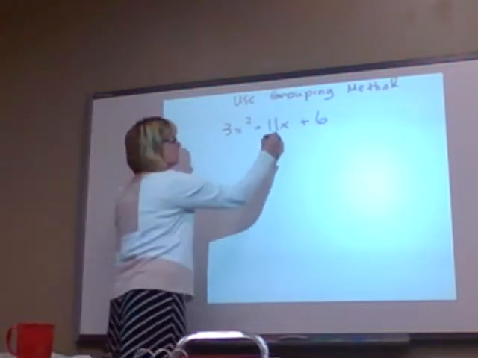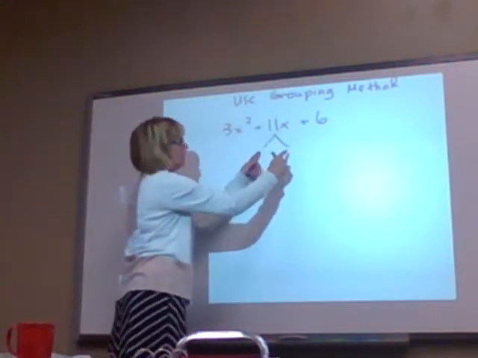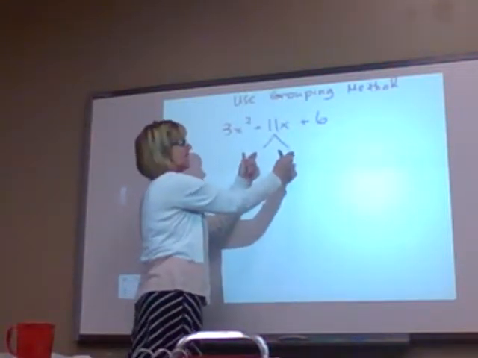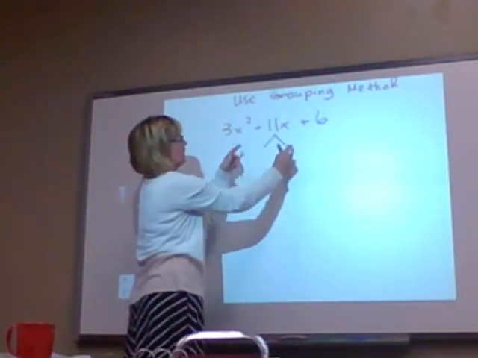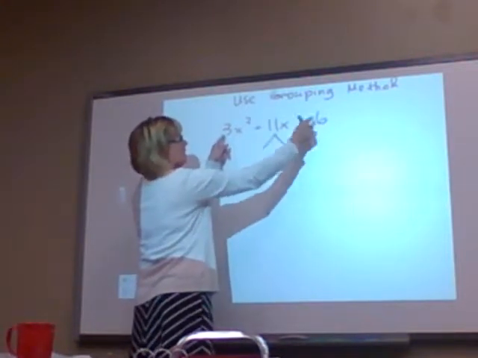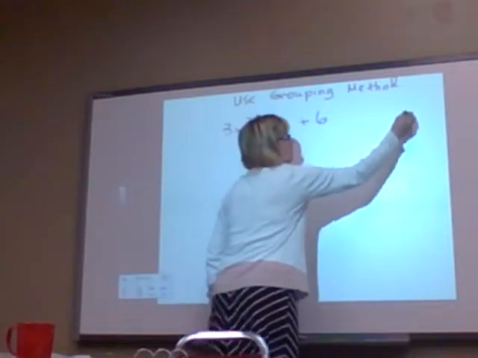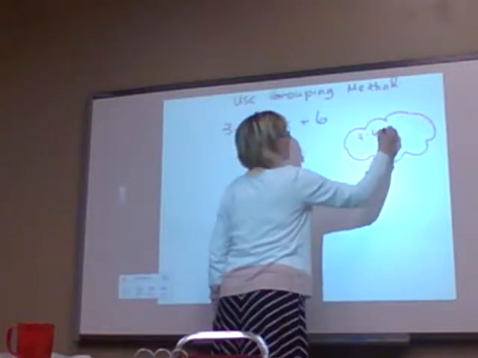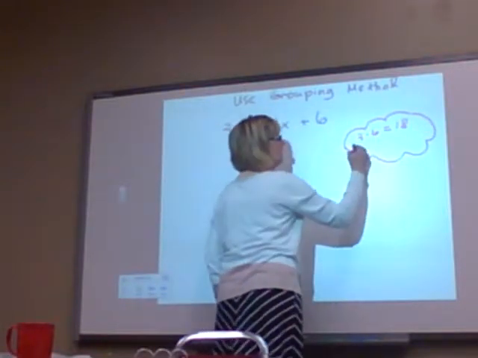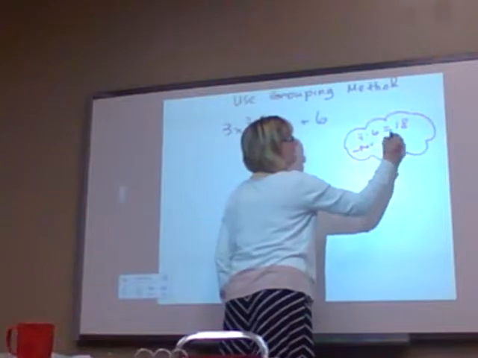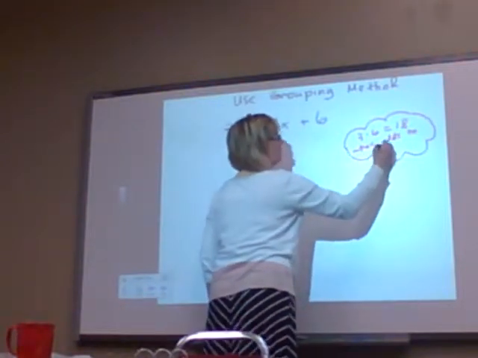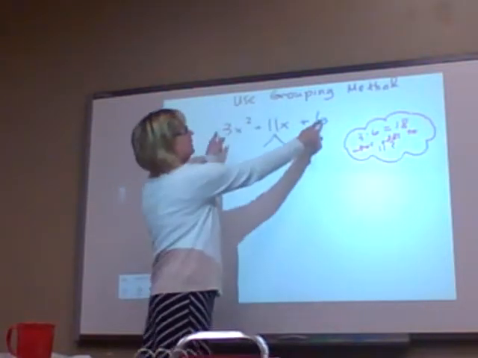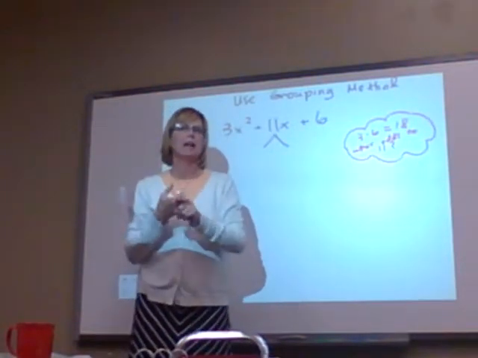The process here says we're going to split the 11x into 2 terms. So instead of having one middle term, I'm going to split that into 2 terms. And the way that I decide how to split it is I'm looking for something that multiplies to 3 times 6, but adds to 11. So in my thought bubble, 3 times 6 equals 18. Then I ask myself, what adds to 11? I have 18 as my product. What multiplies to 18 but adds to 11?